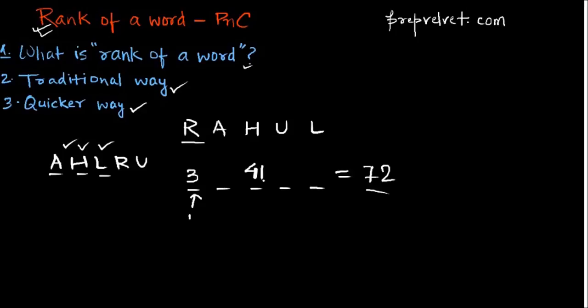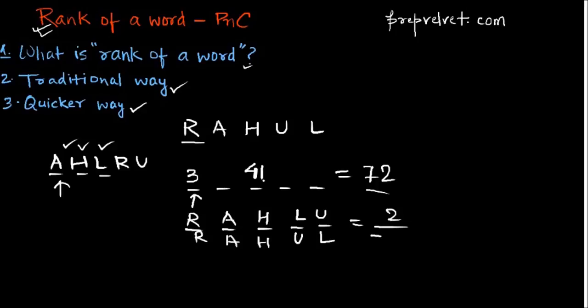After these 72 words, the next word will start from R, and the second alphabet to R will obviously be A, because it occupies first position in alphabetical order, then H. After this we can have 2 possibilities, either L and U or U and L. So total number of possibilities to obtain Rahul will be 74.